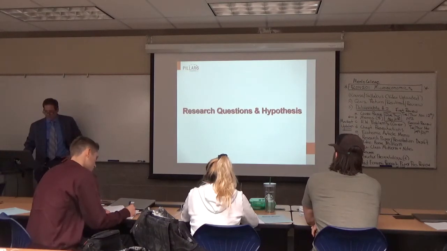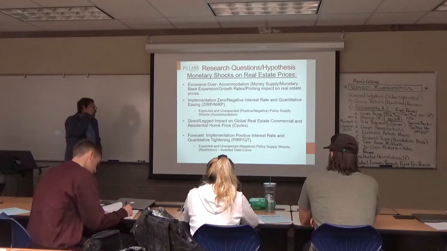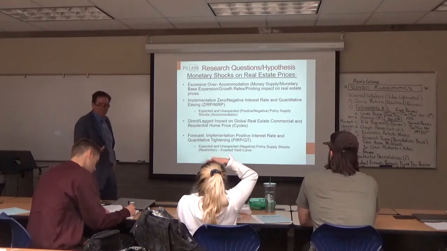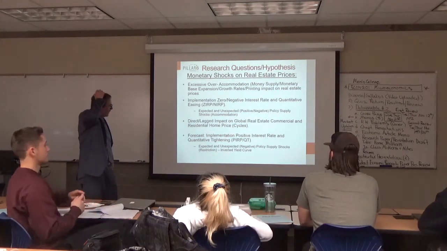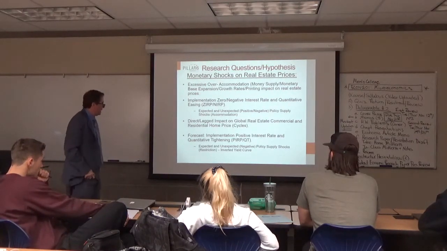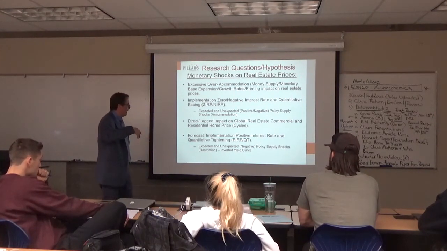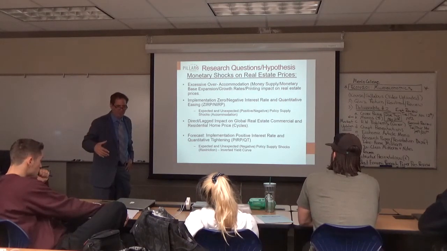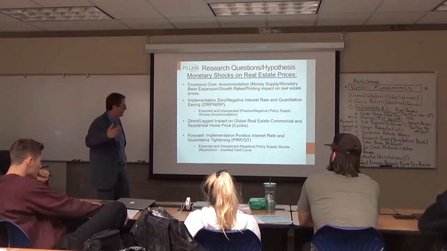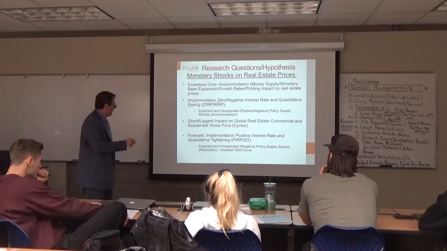So what were my research questions and hypotheses that I was trying to test? What were the monetary shocks on real estate prices? Well, one was excessive over-accommodation, really low interest rates, and high money supply growth rates that are gonna increase the monetary base and expand it. What is the impact, or the excessive accommodation has a direct impact on real estate prices. Real estate prices right now, particularly rents and home prices, particularly in the Bay Area and other supply-constrained markets, are at an all-time high because interest rates have been so low.